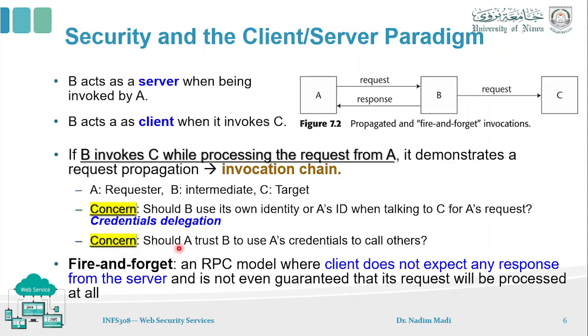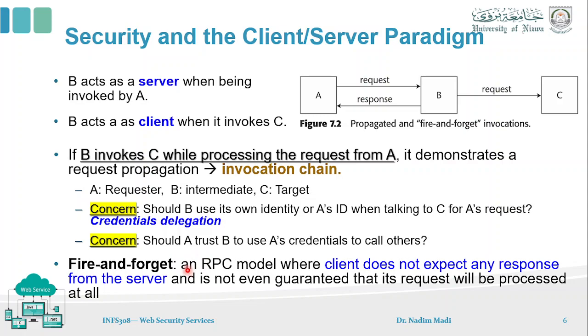Here we have another concern: should A trust B to use its credentials? Meaning that trust should be built between A and B in order for A to send its credentials to B. This whole paradigm, where we have a requester and a receiver with a middleware in the middle, we call fire and forget.